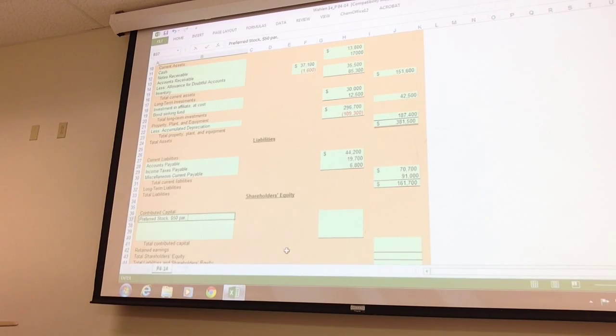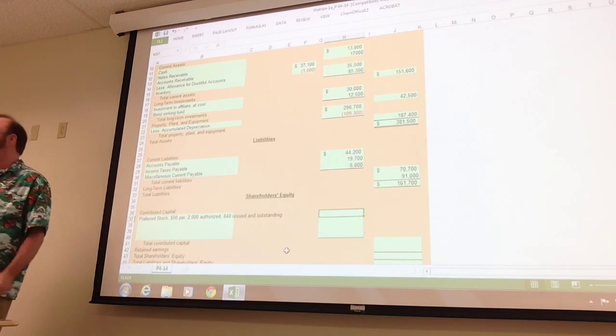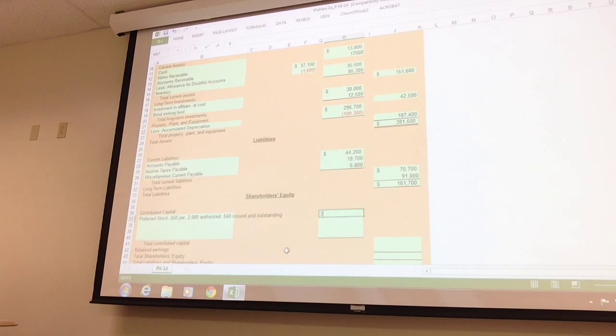Okay? So this one, preferred stock, has 2,000 shares authorized with 640 shares issued and outstanding. And I know that's not going to fit in there, but yeah, it kind of does. All right? So 640 shares at $50 a piece is $32,000.